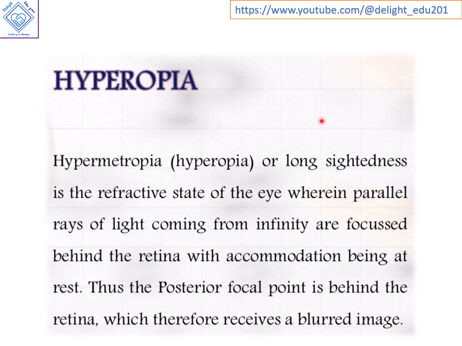Second type of refractive error is hyperopia. Earlier we saw myopia, that is short sight. Here the hypermetropia or hyperopia, also called long sightedness, is a refractive state of the eye wherein parallel rays of light coming from infinity are focused behind the retina with accommodation being at rest. Thus the posterior focal point is behind the retina, which therefore receives a blurred image.